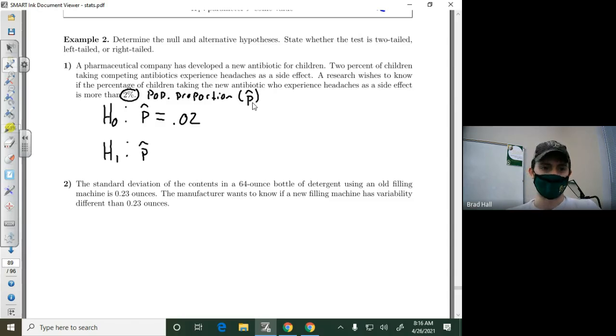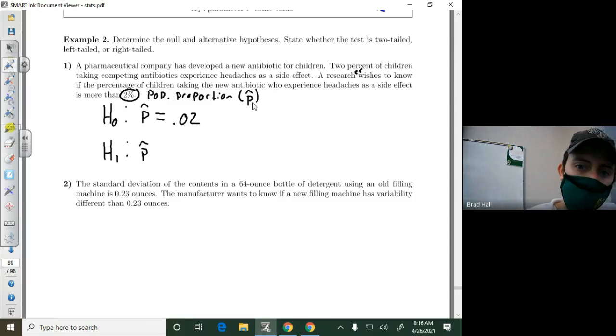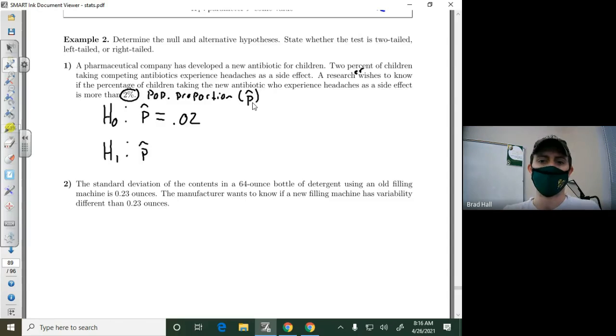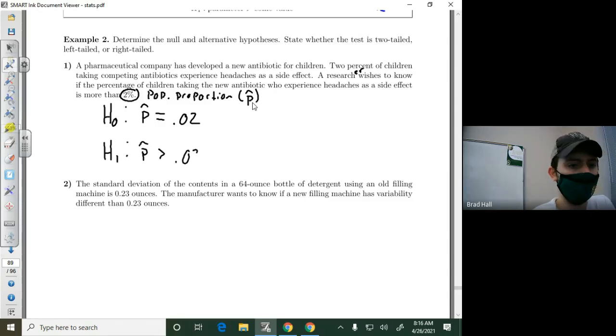Now, what's the alternative? A researcher, so technically, yeah, that should say researcher, wishes to know if the percentage of children taking this is more than 2%. More than is a greater than symbol, and 2% is just 0.02. So those are the hypotheses.